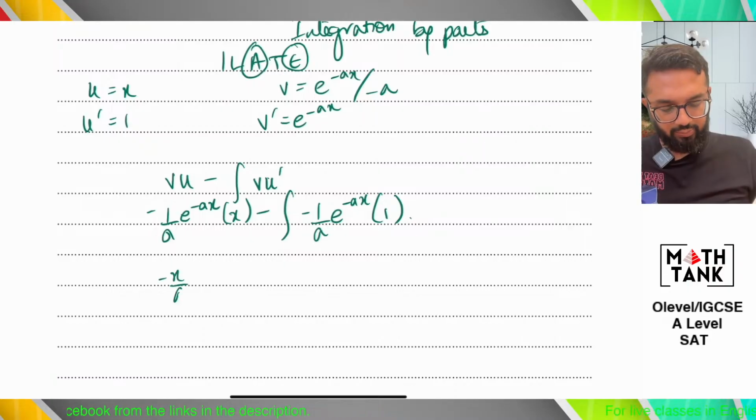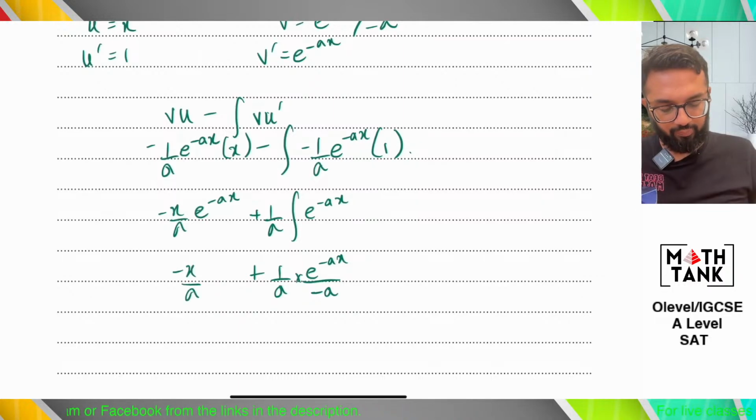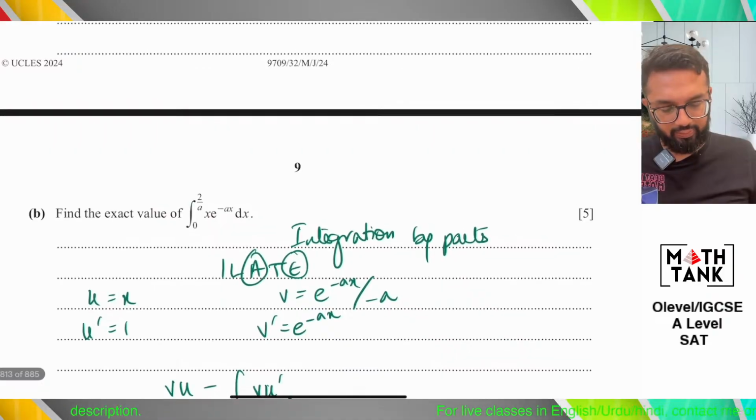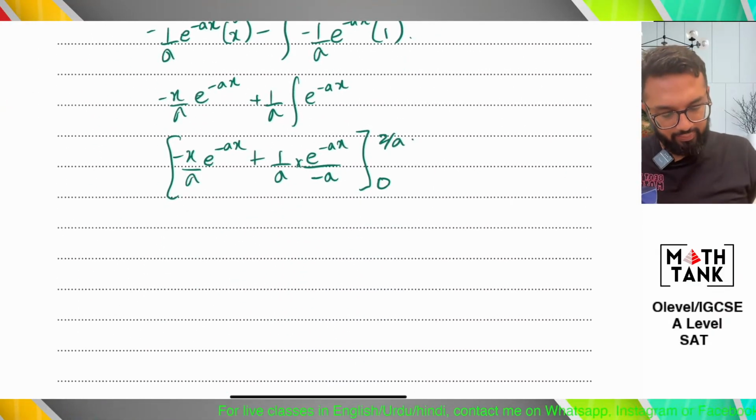So minus x over a e power minus ax plus 1 over a integral of e power minus ax. I integrate that, that becomes e power minus ax over minus a. And I need to apply the limits 0 to 2 over a. Okay, it's easier for my limits if I have this as common.